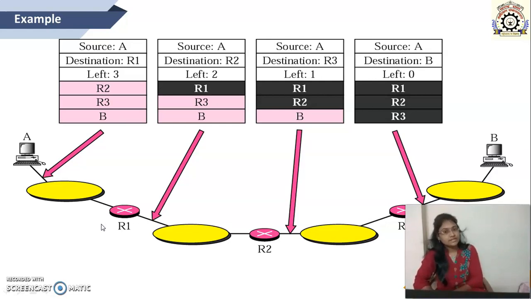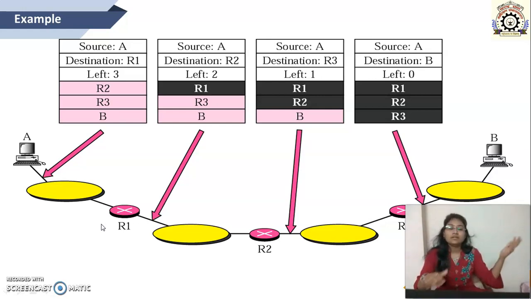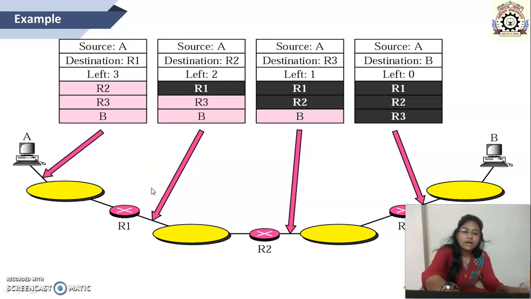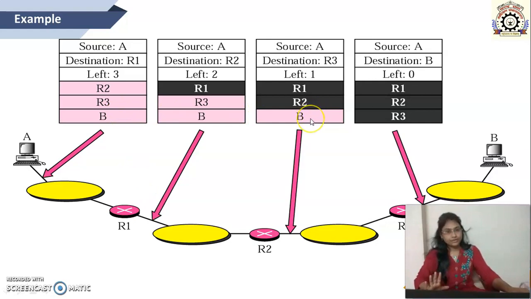Okay, so that left is equal to 2, and this 2 means R3 and B. Again, that packet is forwarded from R2, so we can say that the source is the first sender, which is A. The destination, meaning the immediate destination from R2, is R3, and left is equal to 1. It means that after R3, the only one left to visit is B, and R1 and R2 are indicated by the black row. It means that they are already visited.